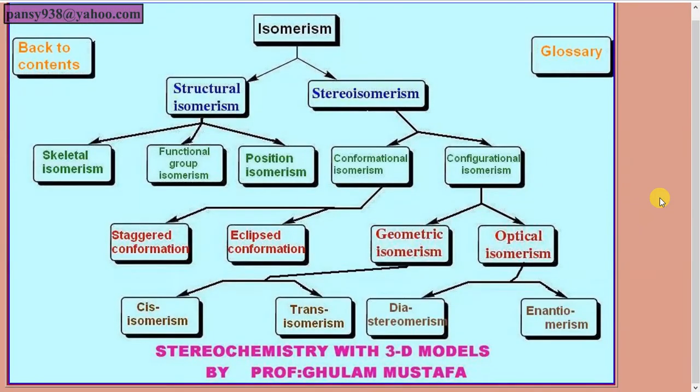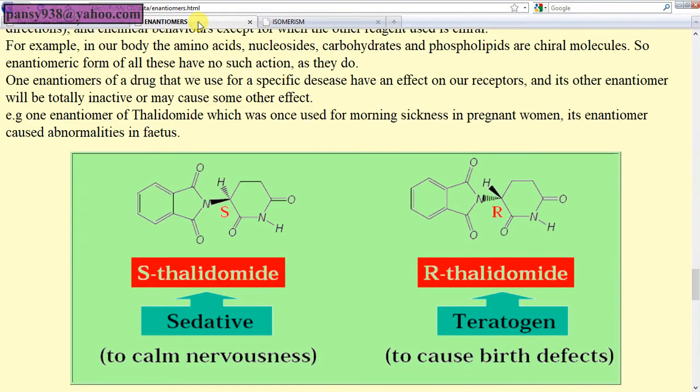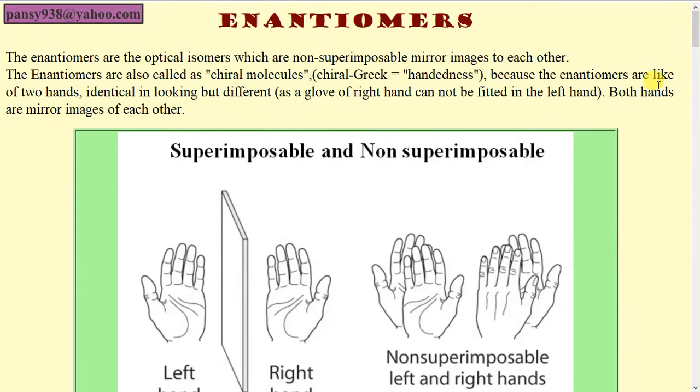Today we will discuss a type of optical isomerism, which is the enantiomerism. The enantiomers are the isomers which are non-superimposable mirror images to each other. They are chiral molecules.